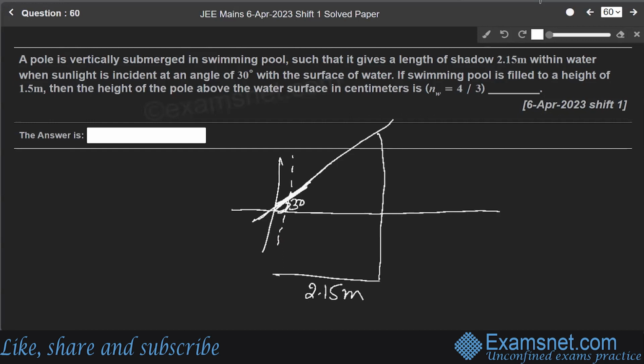So if this is 30, this is 60 degree. If the swimming pool is filled to a height of 1.5 meter, suppose this height is of 1.5 meter, then find the height of the pole above the water surface in centimeter. And refractive index N is given by 4 by 3.